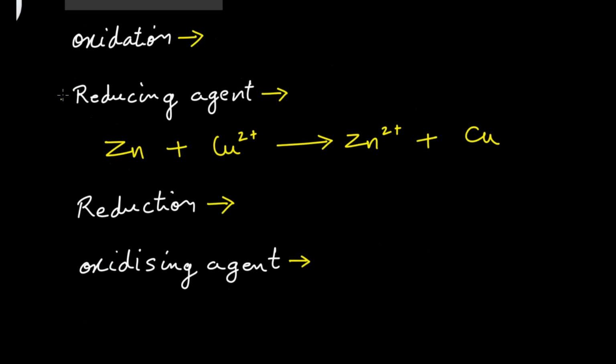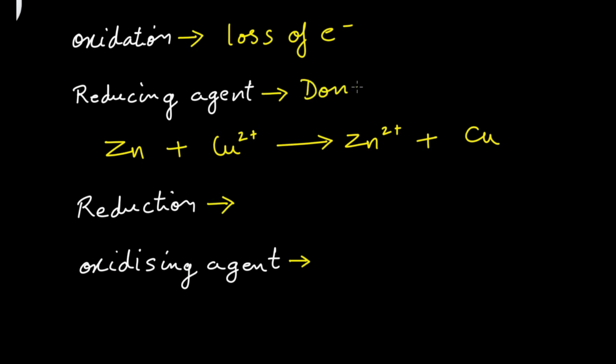In the end, we will discuss these four terms: oxidation, reducing agent, reduction, oxidizing agent. These are kind of confusing, so please don't get confused. Just go for the definitions of these four terms. Oxidation: loss of electrons. Now reducing agent, what is a reducing agent?